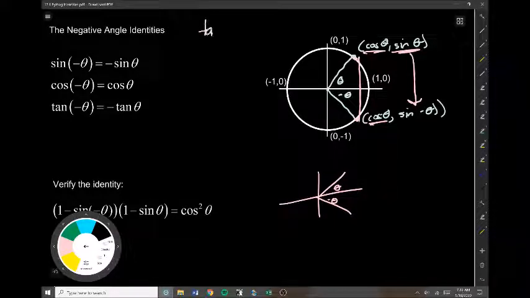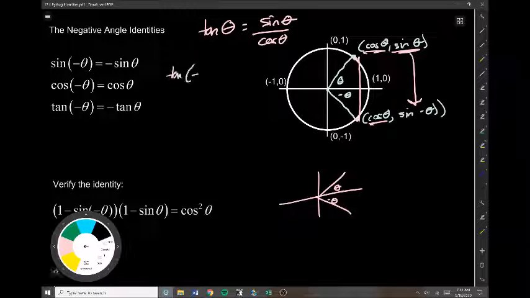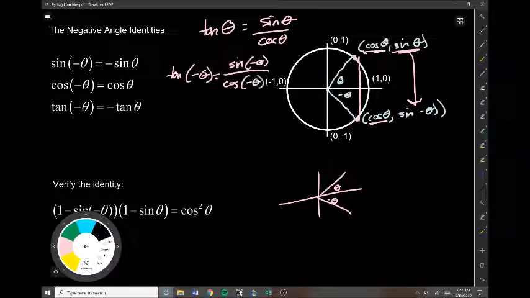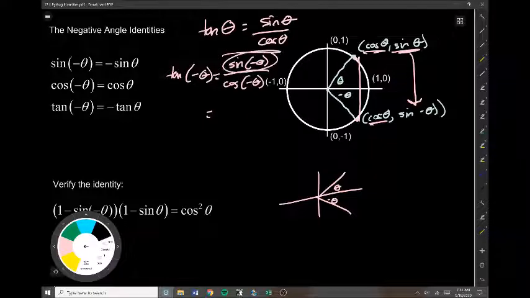Then we remember that tangent is sine over cosine, which means that if I did the tangent of negative theta, I would be doing the sine of negative theta divided by the cosine of negative theta, which is then going to be, well, the sine of negative theta we know is negative sine theta.